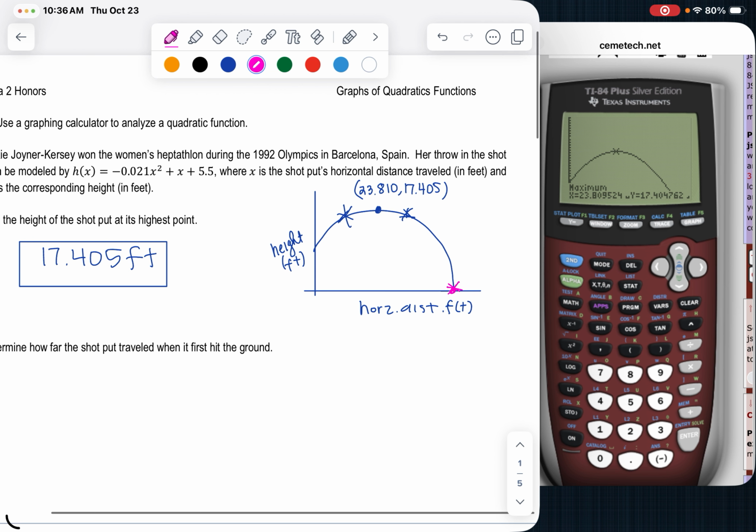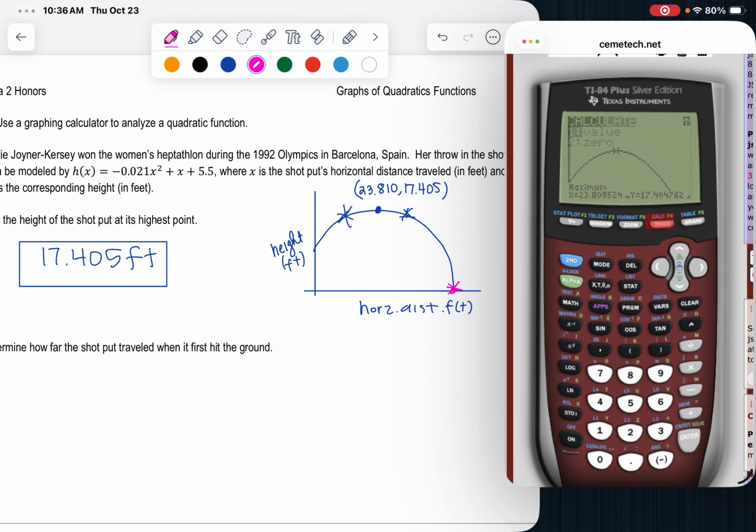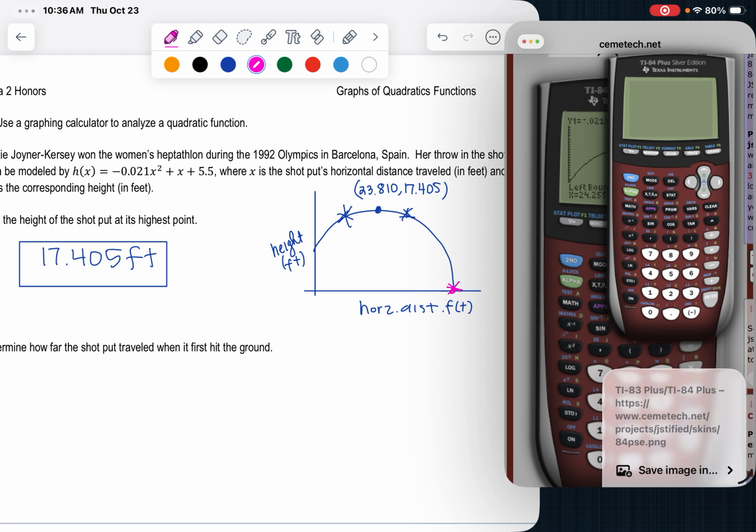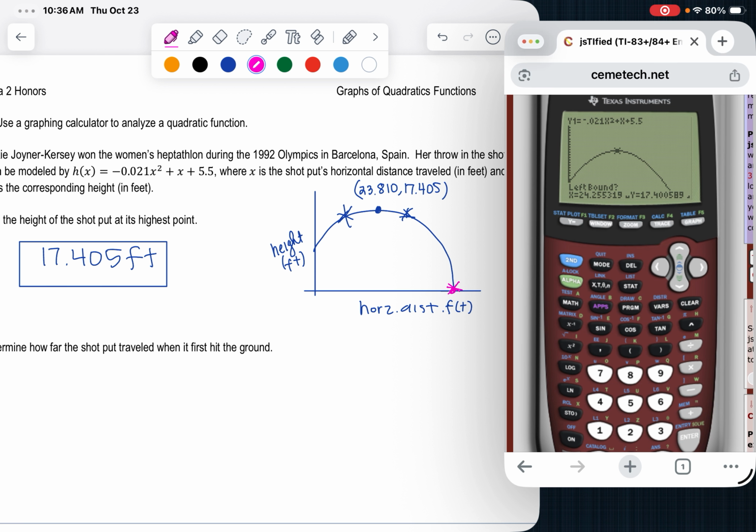So that is an x-intercept or a 0. So now I'm going to find that 0. So I'm going to hit second, trace. Option number 2 is 0. And we are going, don't know what that just did. That was interesting. We're going to hit trace and we're going to get a left bound again.